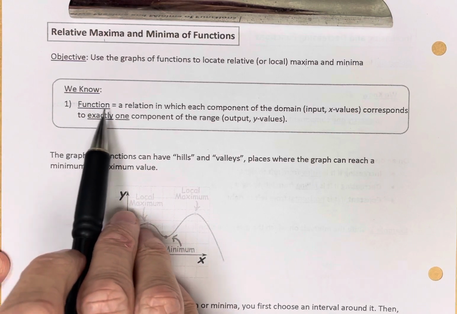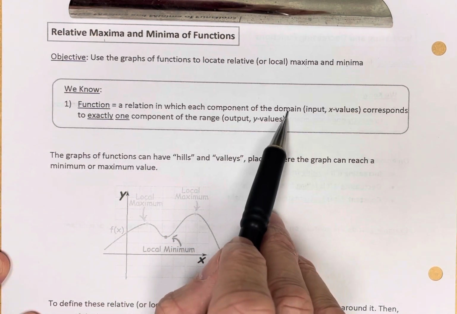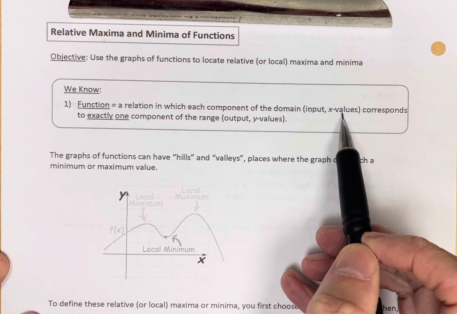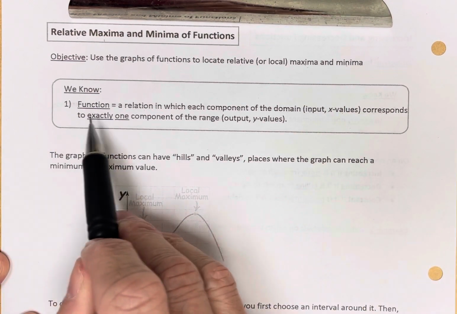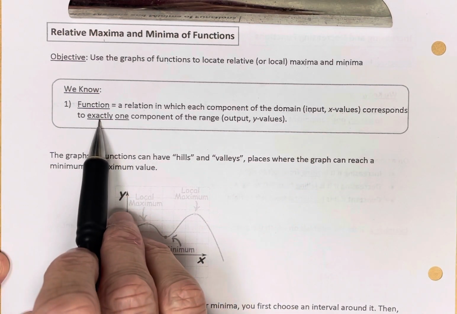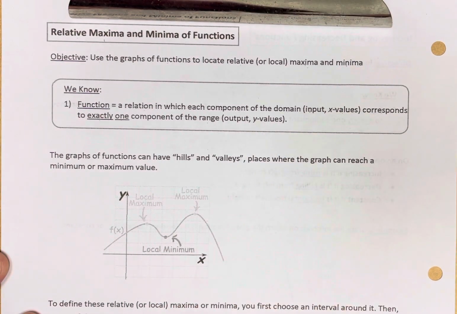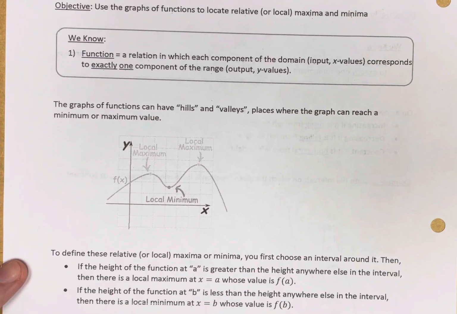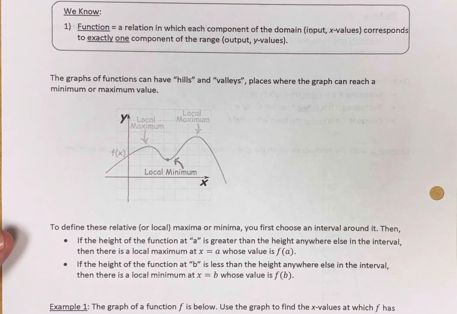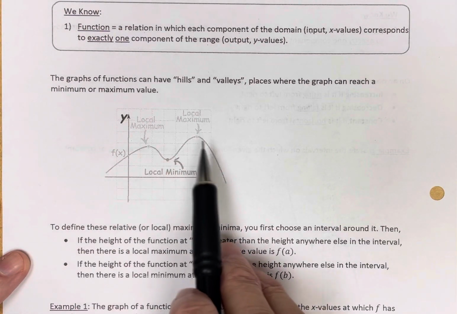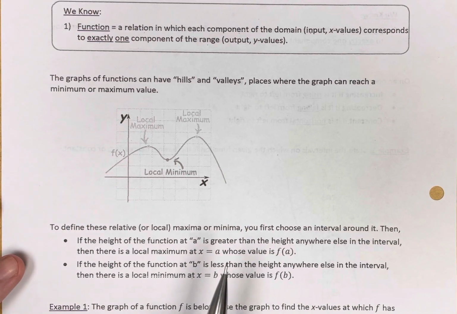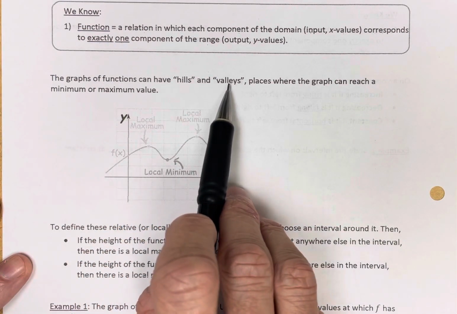We know what a function is: a relation in which each component of the domain, each input value, each x value, corresponds to, or is mapped to, exactly one component of the range, or output value, or y value. When we deal with function graphs, if it's a linear function, it's simply a straight line. But linear is just one kind of function. If it's not linear, then it can have hills and valleys as it goes along.